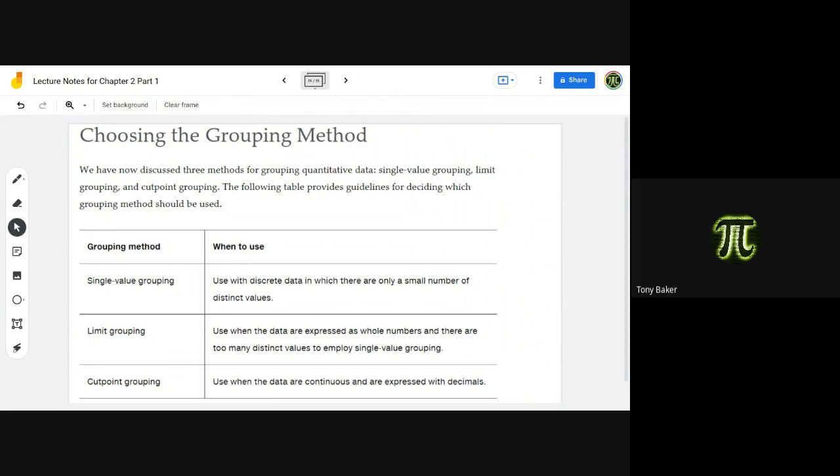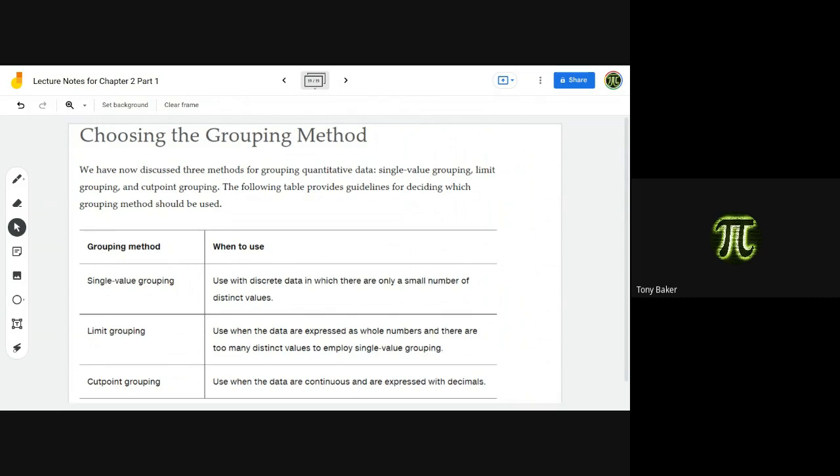But single value grouping is typically very small data sets and not a lot of variability, not a lot of different values. As I say, distinct values. Limit grouping, you want to use when the data is expressed as whole numbers, so there's not decimals in it. And again, there's too many values to be able to use single value grouping.